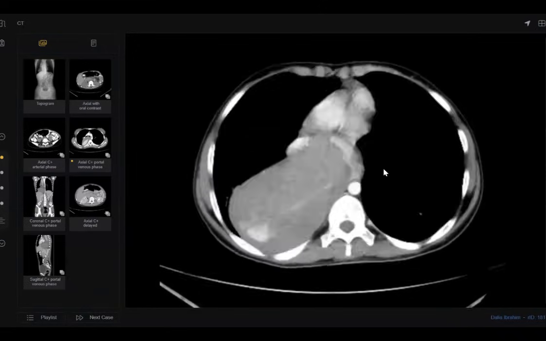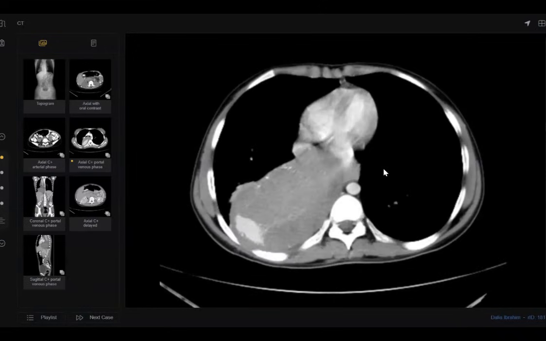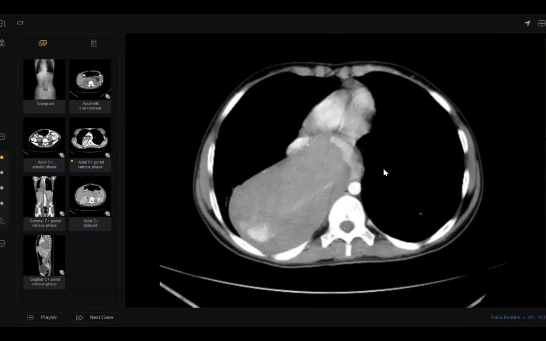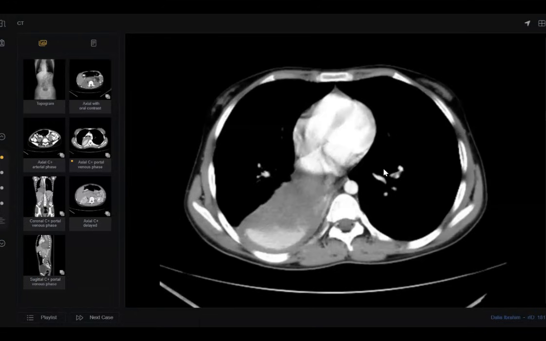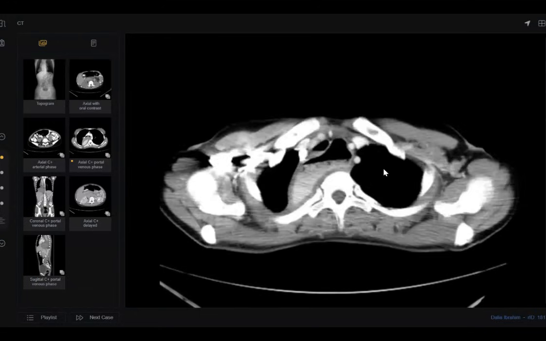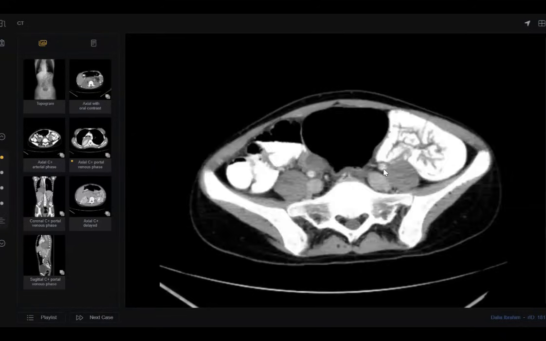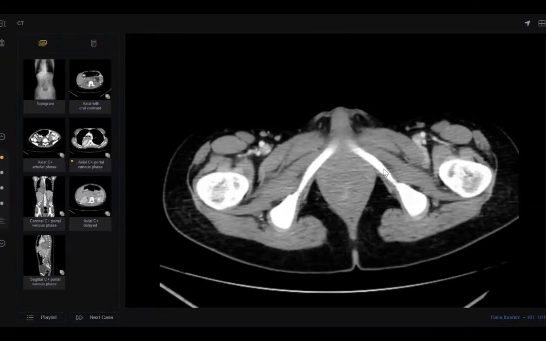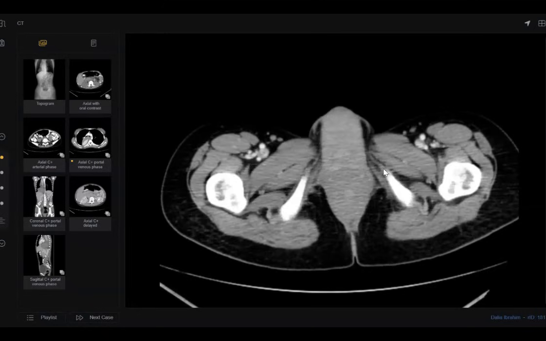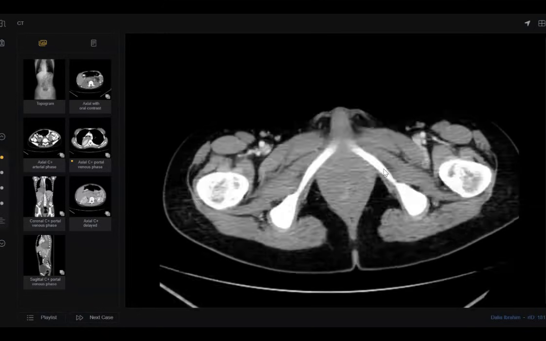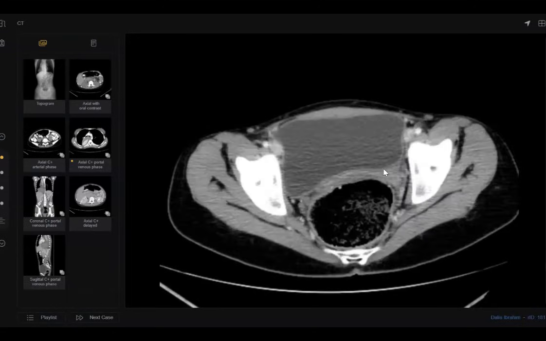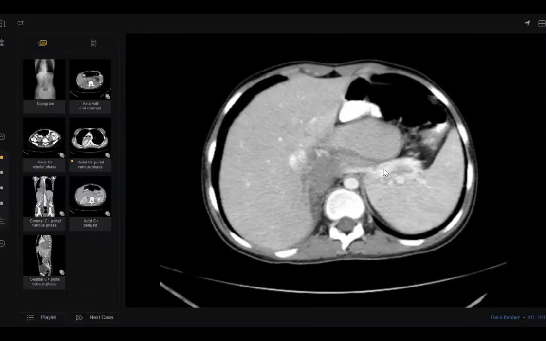What do you think? Look here. What do you think? The patient has dysphagia and constipation. Let's have a look down to the end of the study. What do you think? First of all, what do you think about the esophagus? What happened in the esophagus?